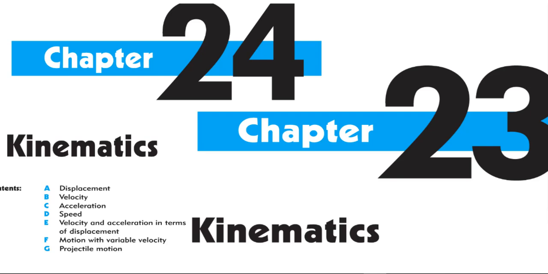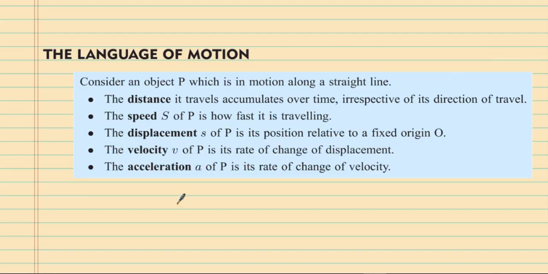Now, kinematics in IA, I guess, in AI, is chapter 24, and in AA, chapter 23. In AI, you will see there are 7 parts, but for A, we only will deal with the 4 parts till speed. Okay, let's get started. Before we start, some language of the motion we should know.